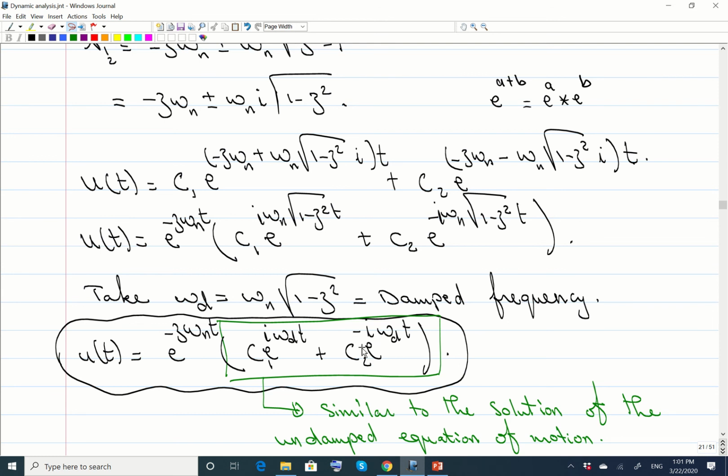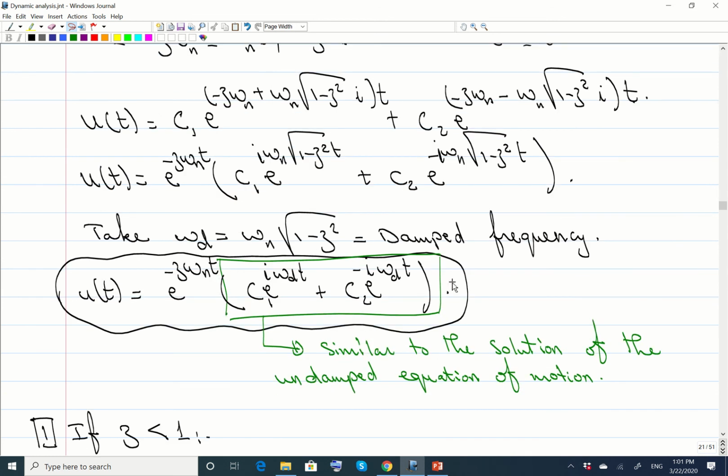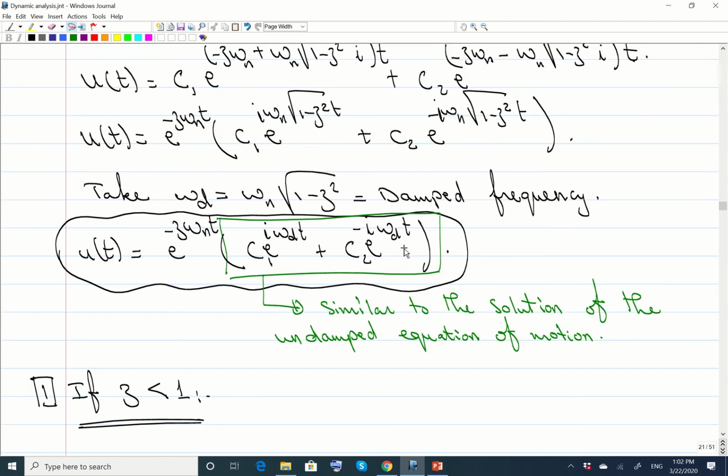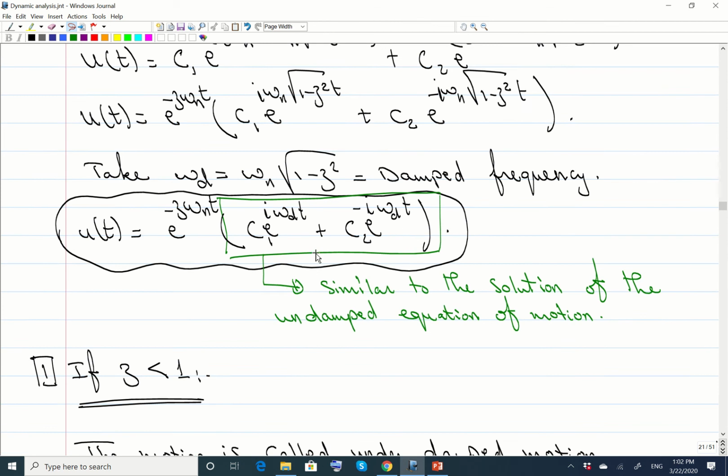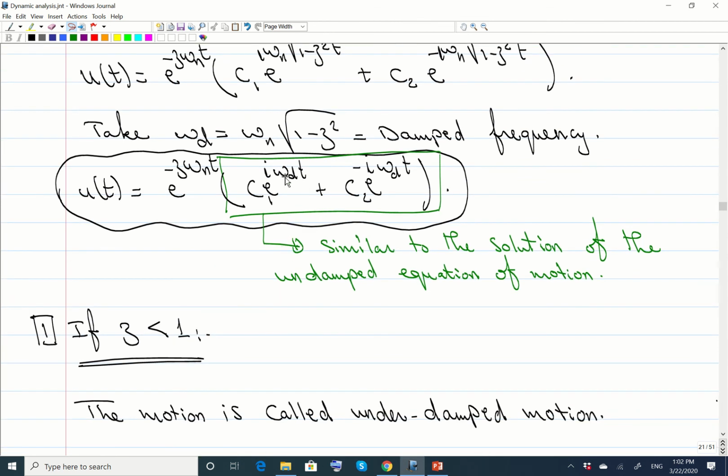Okay, this part here, without this initial factor, looks exactly the same as the solution that we had for the undamped equation of motion. We changed that to a cosine omega n t. Now it's going to be changed to a cosine omega d t, plus b sine omega d t. But first, omega d is omega n multiplied by square root 1 minus zeta squared.